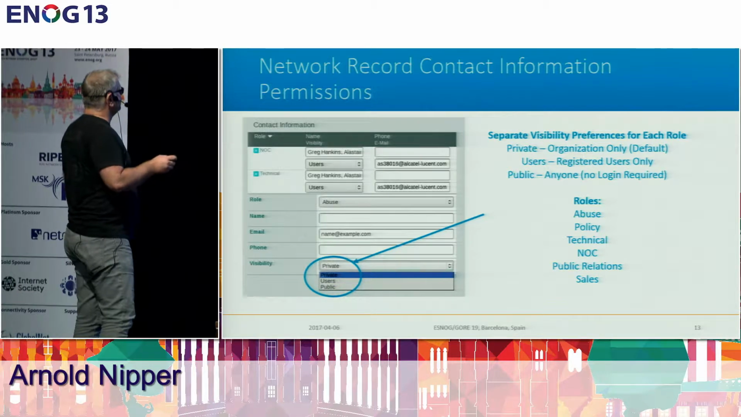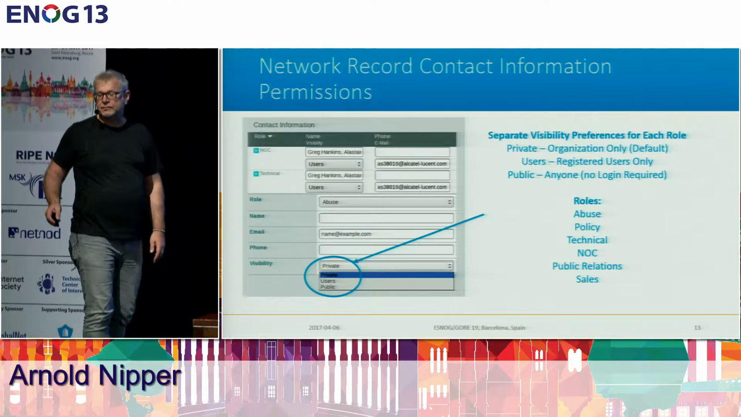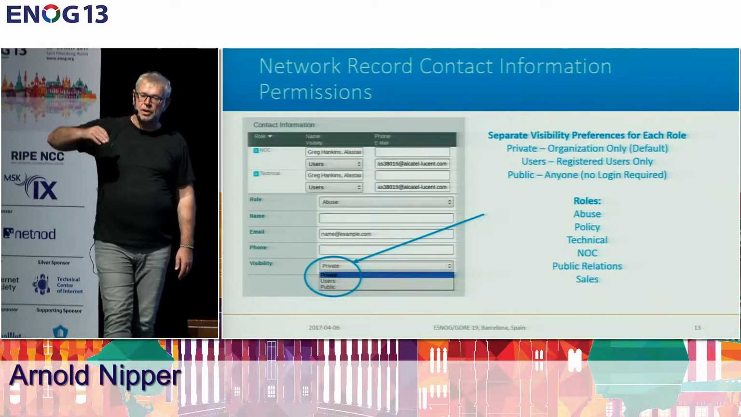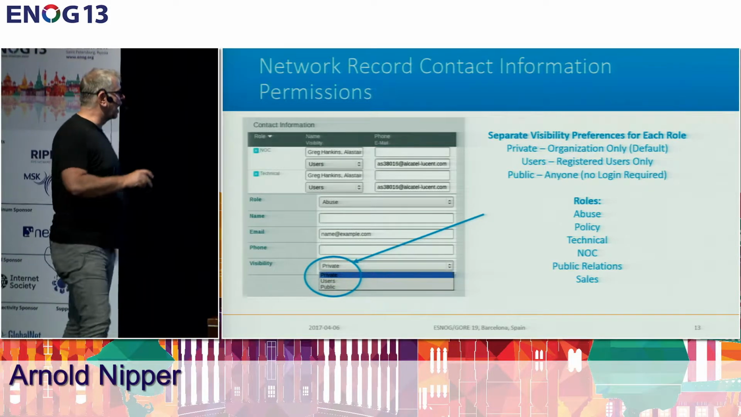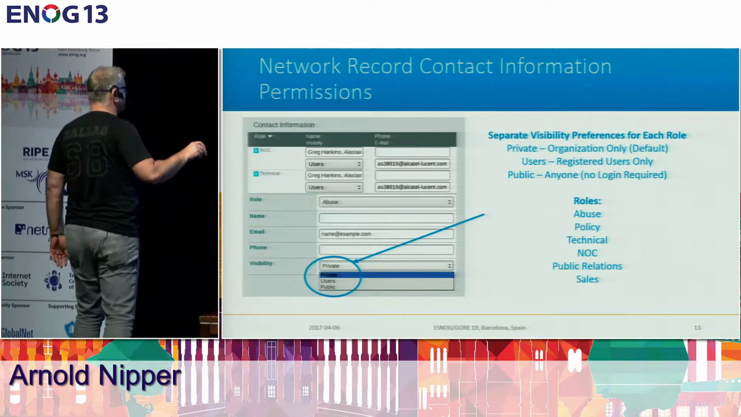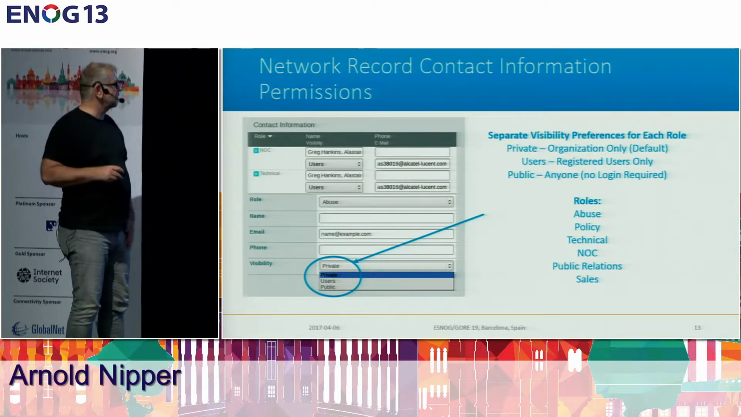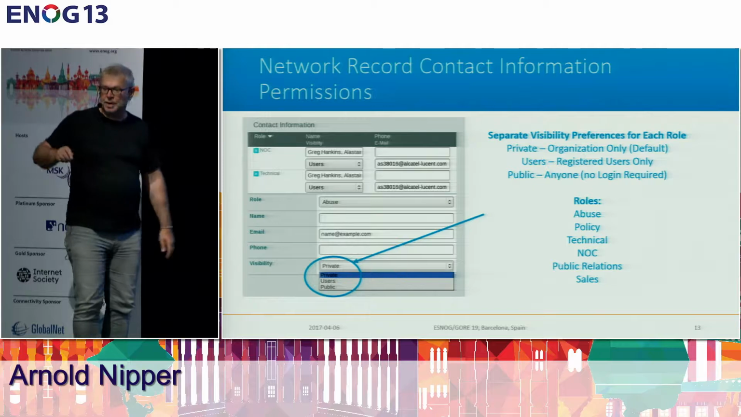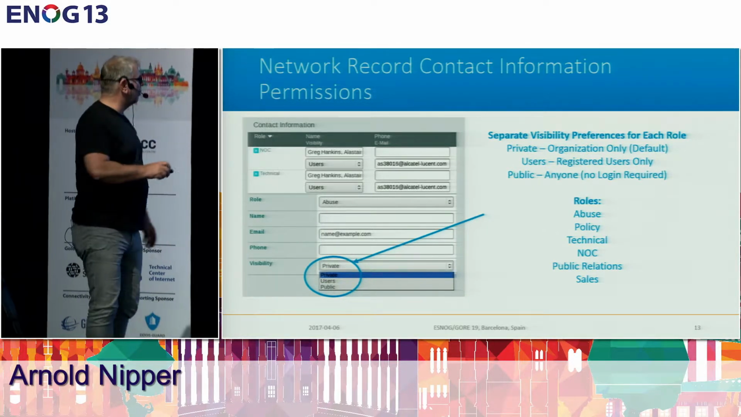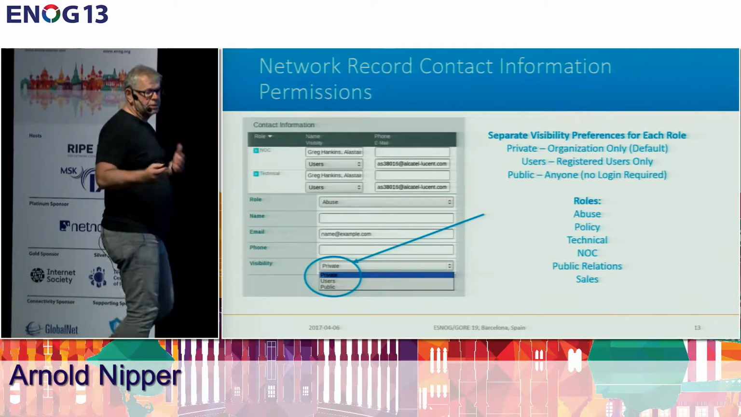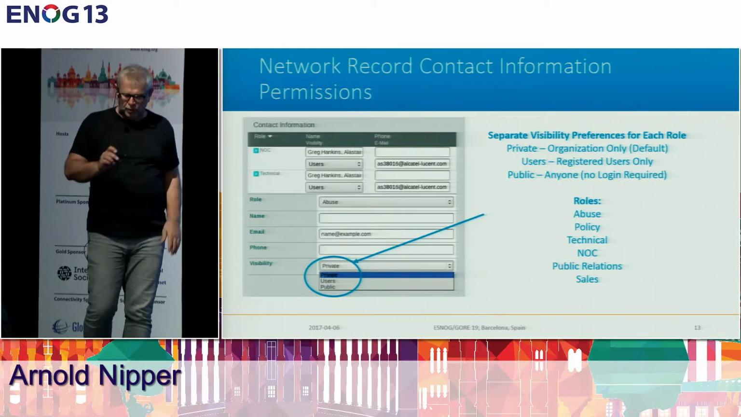This is the same. Also the visibility of your contact information. With the old database, we always had the problem that we had a lot of spam. Now you can say, okay, it's private, then it's only visible to yourself and members of your organization, to users. That means everyone who has a PeeringDB account, or public. This is most useful for contact information which should go to the outside world.